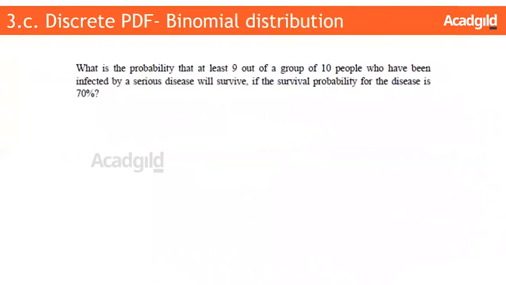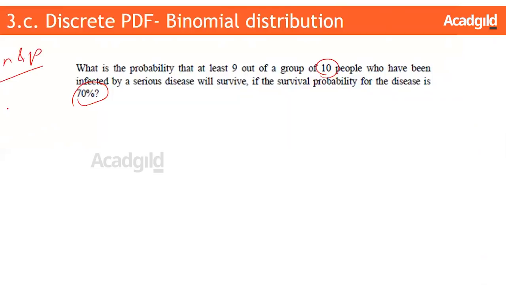Let's try a question. What is the probability that at least 9 out of a group of 10 people who have been infected by a serious disease will survive if the survival probability for the disease is 70%? So, what are the parameters that I need for binomial distribution? N and P. So, do I know what's N over here and what's P over here? That's right. N is 10, P is 70%.